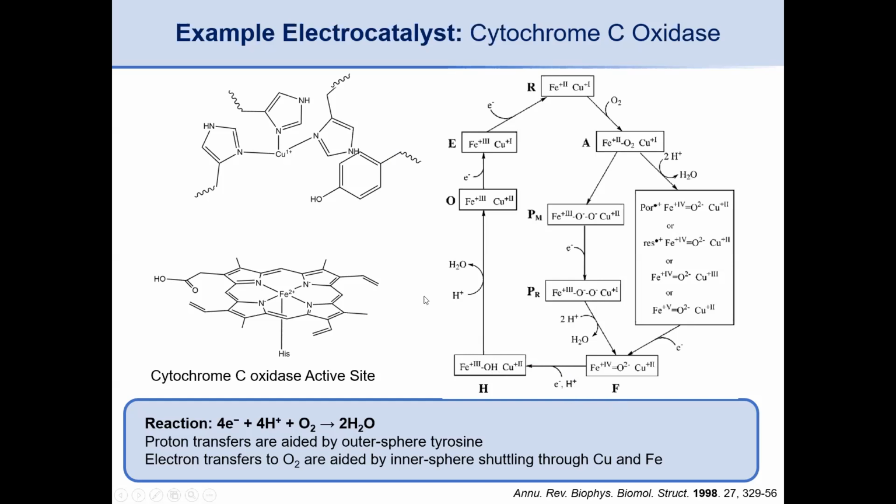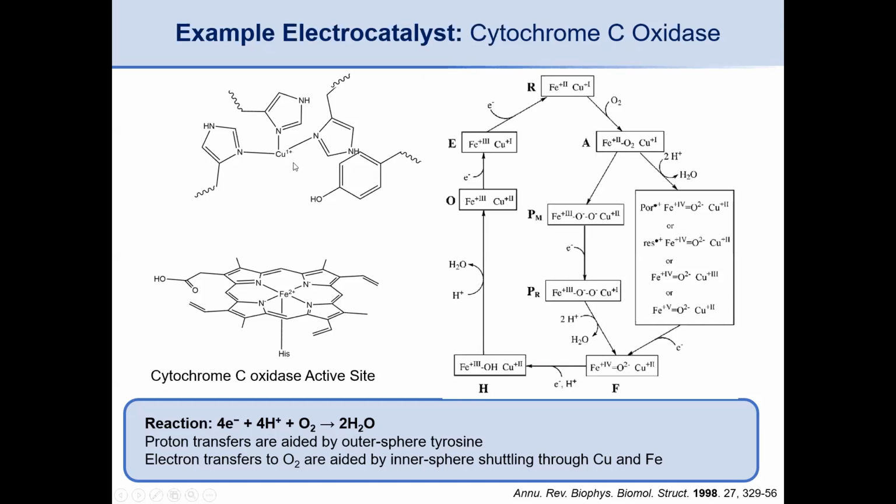It's important to note that this outer sphere tyrosine moiety is working to stabilize all of these rather reactive intermediates and to make sure that only protons are transferred to this iron oxo species, which is really quite reactive. So as I said, another electron and another proton will be transferred here to form an iron 3 hydroxide. And this will then react with another proton to form the second equivalent of water.